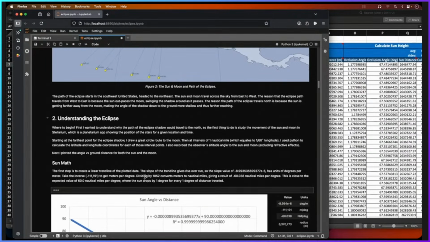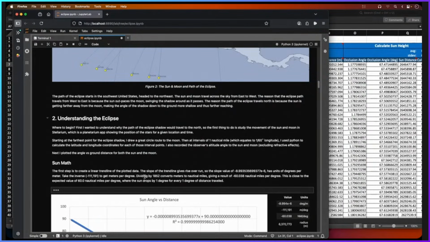So now we've got to understand the eclipse. Where to begin? First, I want to understand why the path of the eclipse shadow would travel to the north. So the first thing to do is study the movement of the sun and moon in Stellarium, which is a planetarium app showing the position of the stars for a given location and time. Starting at the farthest point for the eclipse shadow, I drew a great circle route to the moon.